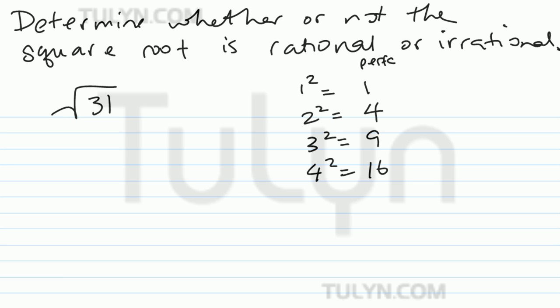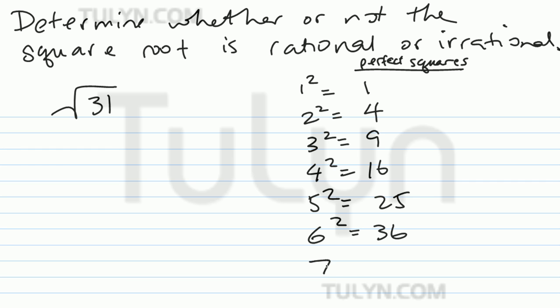On the right hand side, they're numbers squared. That's basically what it is. 5 squared is 25. 6 squared is 36. 7 squared is 49. These are all squares right here. 8 squared is 64. Now look at this. This is square root of 31.